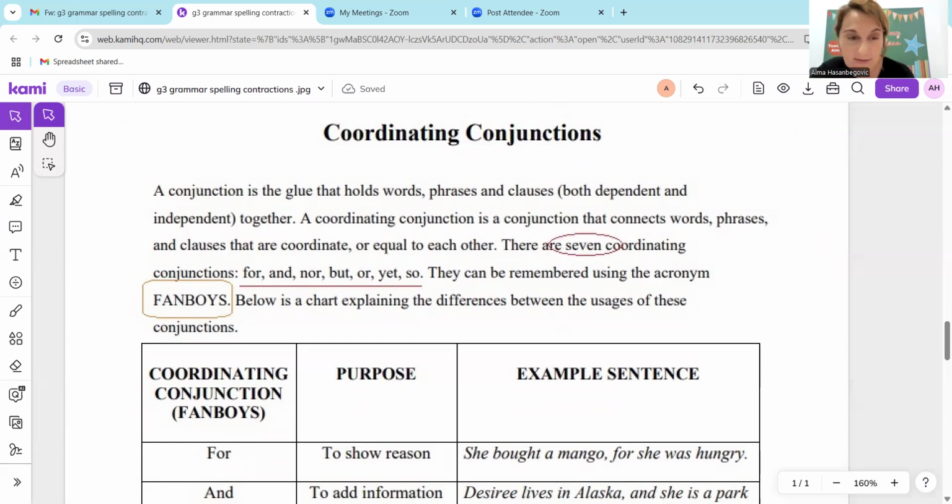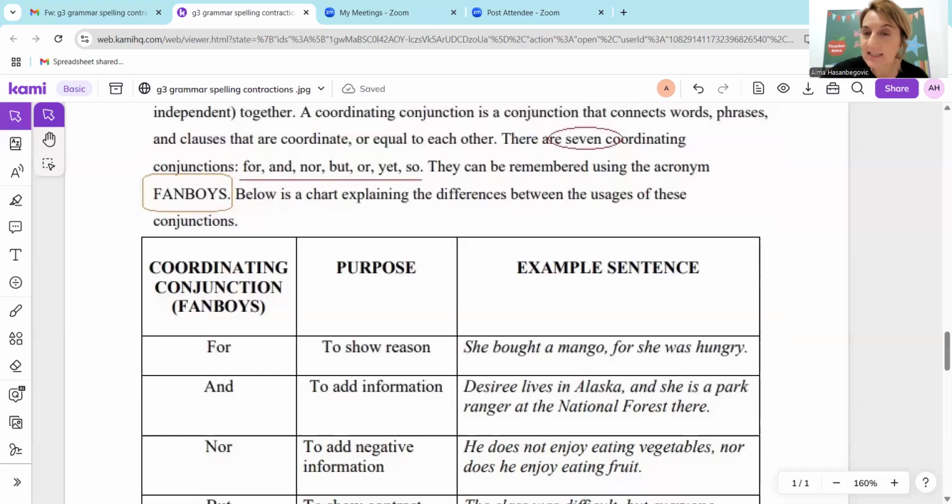At the beginning of class, I said that we are going to be talking about both kinds of conjunctions today, coordinating and subordinating. A conjunction is nothing but a glue that holds words and phrases and clauses, both dependent and independent clauses. A coordinating conjunction is a conjunction that connects words and phrases and clauses that are coordinate or equal to one another. There are 7 coordinating conjunctions, and they are for, and, nor, but, or, yet, and so. They can easily be remembered by using an acronym, FANBOYS.